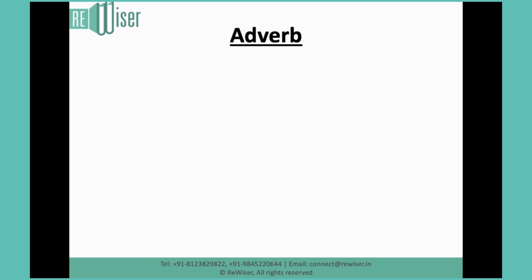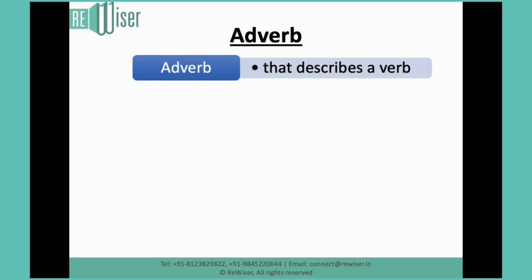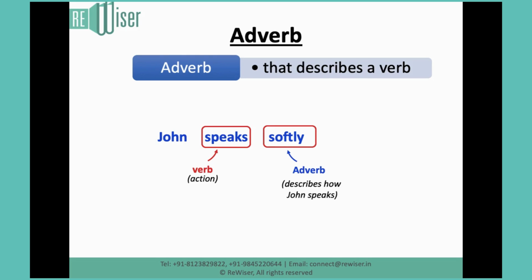What is an adverb? An adverb is a word that can be describing either a verb or another adverb or an adjective. Let's take each of these cases. When an adverb describes a verb, John speaks softly. The verb is speaking, and the way John speaks is being described by the word softly. So it's an adverb.